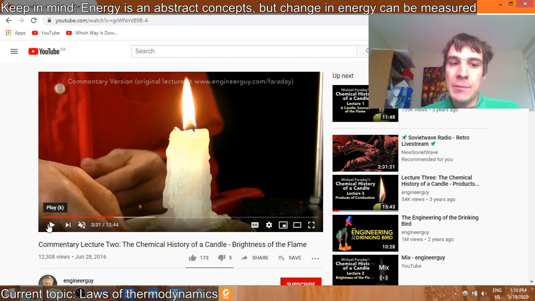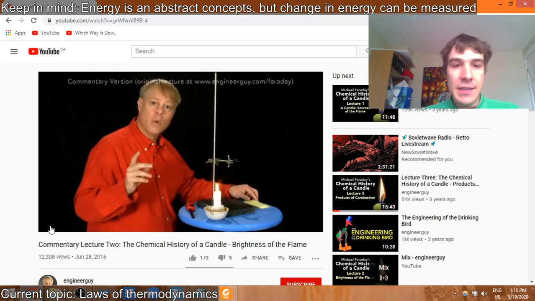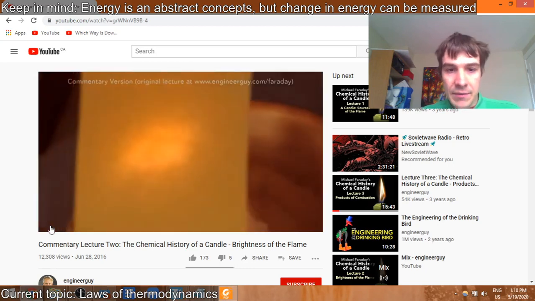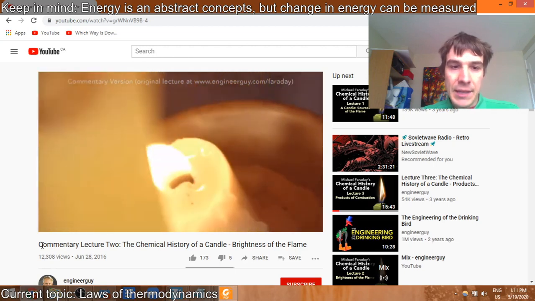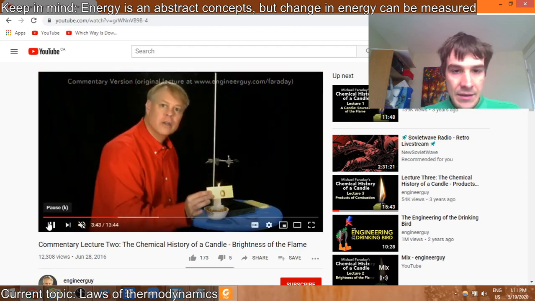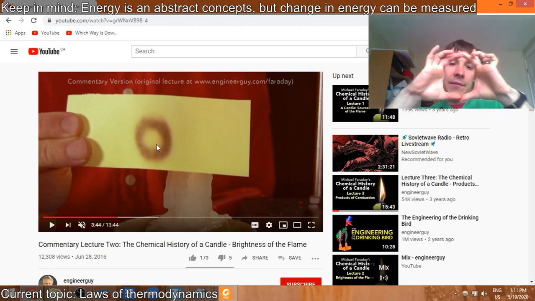There's a really cool demo of this invented by Michael Faraday back in the 1800s. It's a very simple one. Here's a burning candle. He's going to take a piece of paper and put it over the candle. And look at where the paper gets black. In a ring. So the heat, the actual energy, is released in a ring of the flame. Not the center, in a ring around the flame.